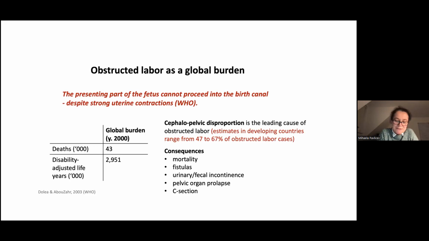So I will talk about the obstetric dilemma today, but I would like to start by anchoring the problem in the medical problem here. So obstructed labor as a global burden, and not all of the obstructed labor is due to cephalopelvic disproportion. So disproportion between the cranium, or also the shoulder, and the pelvic size. But that's the problem that I want to anchor my talk in.